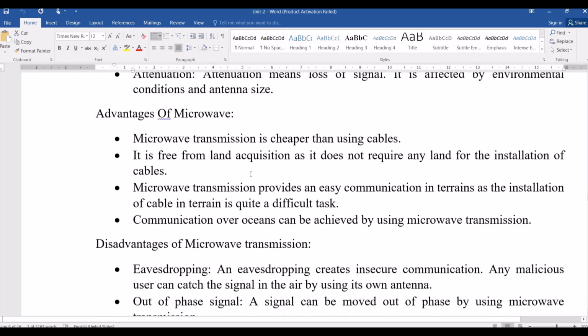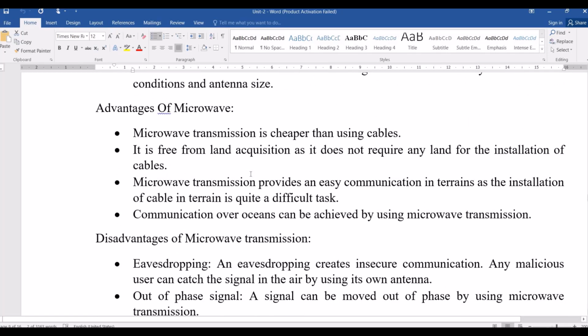Now, advantages and disadvantages. Microwave transmission is cheaper than using cable, so there is no need for laying cables and maintenance. It is free from land acquisition, and it does not require any land for cable installation. Microwave transmission also provides easy communication in difficult terrain, where installing cable is quite difficult. Communication over oceans can also be achieved using microwave transmission. So these are the advantages in oceans, terrain and so on.